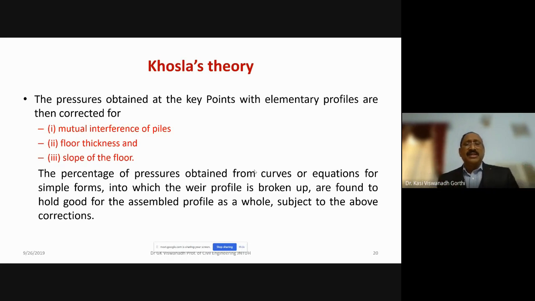You are calculating the percentage of the pressures. These are all calculated for the simple elementary profiles, elementary forms, like you may be fitting into case one or case two, case three, like this. So these are all individual things. Then the entire profile is broken into several pieces, and these pieces are fitted into the appropriate elementary profile to get the solution, then they will be clubbed together to make a single assembled profile as a whole.